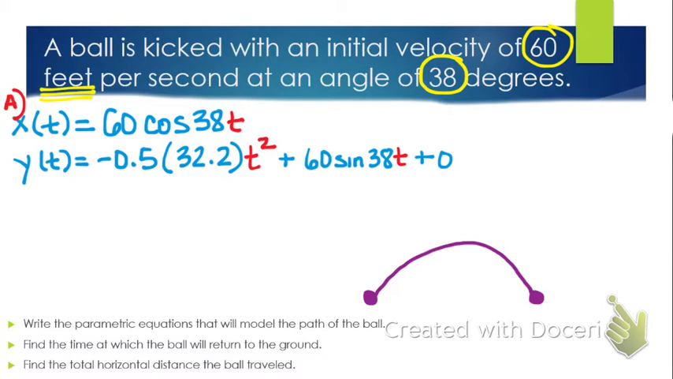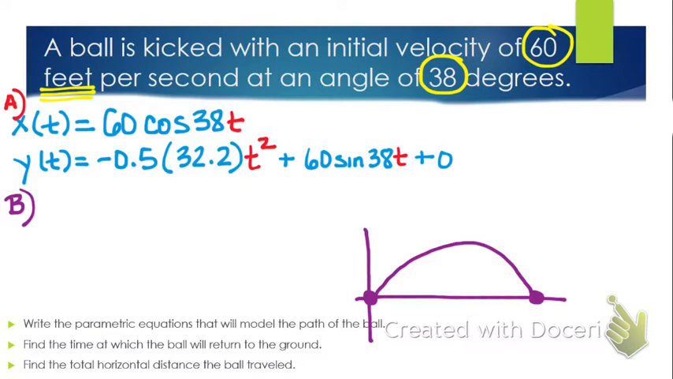So I don't know how far the ball is going to travel. But what is one thing that I do know about these 2 points? What do these 2 points have in common? They both what?